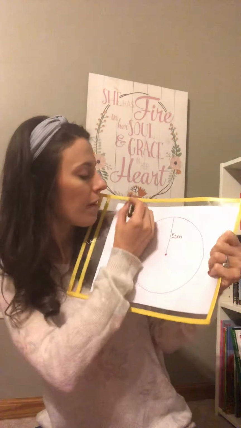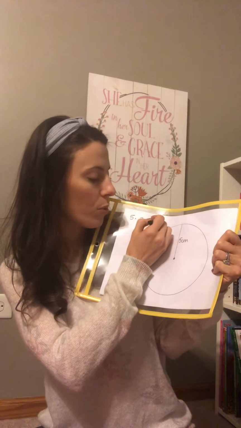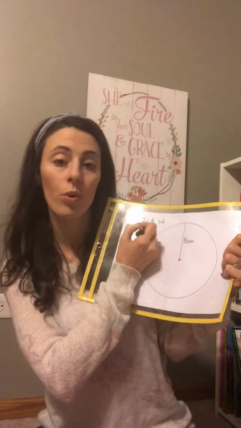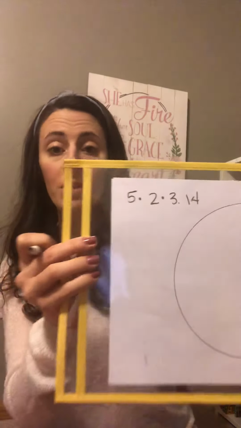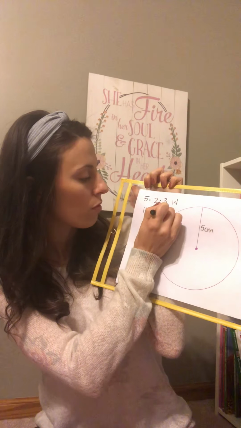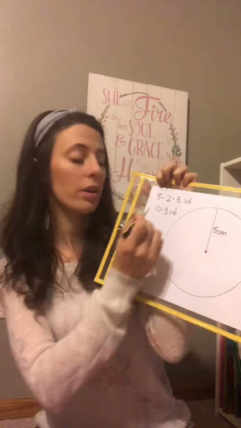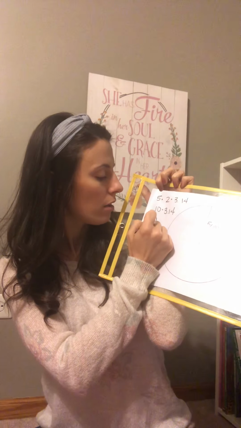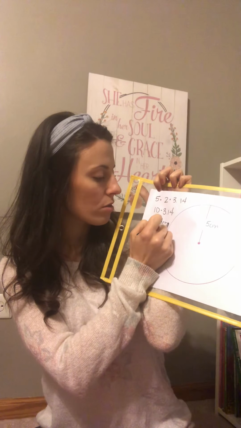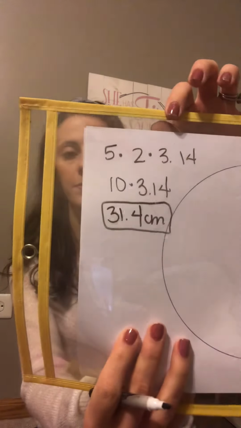So now when we use that, mathematically speaking, we've got 5 times 2 times 3.14. We know order of operations, 5 times 2 is 10. So I have 10 times 3.14. And when I multiply that in your calculator, I will get 31 4/10 centimeters, or 31.4.